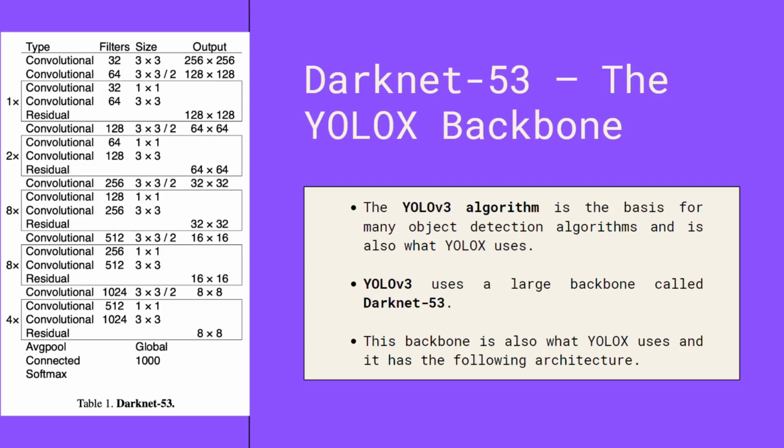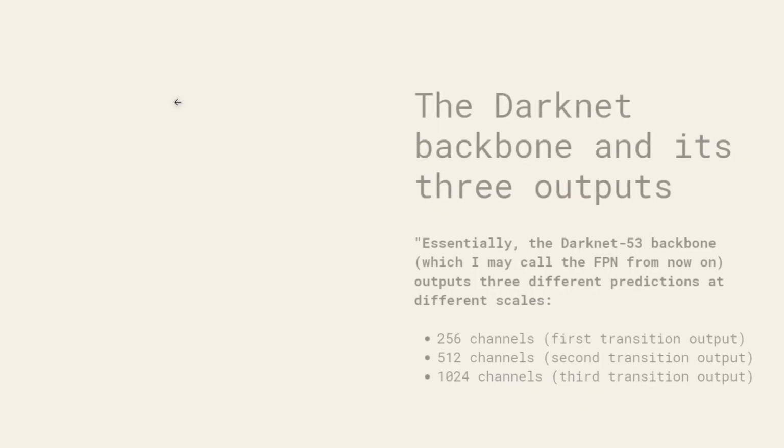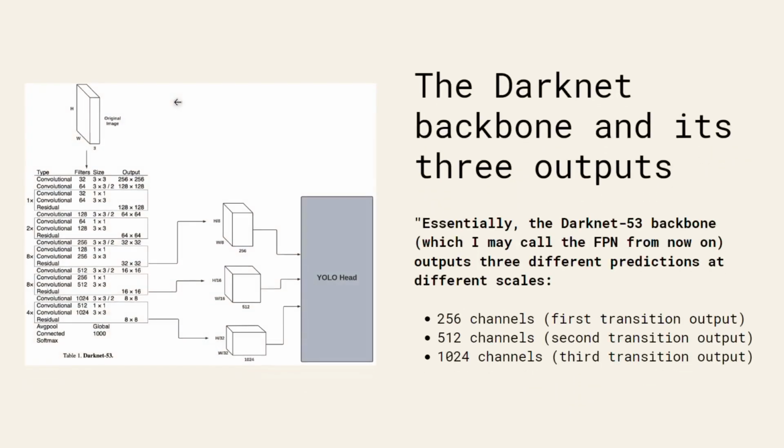It has the architecture that we see on the left side. There are a bunch of convolutional blocks and residual blocks. The ones that are shown inside of the rectangle are called residual blocks, as they have residual connections, and they always implement 1x1 and 3x3 convolutions. So this is the Darknet backbone and its three outputs.